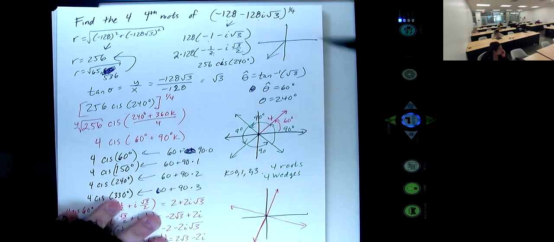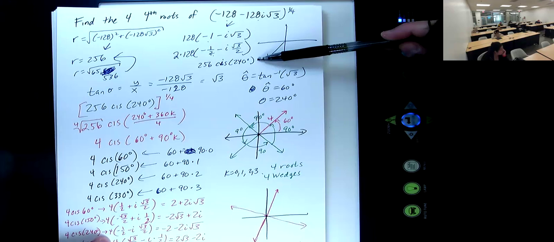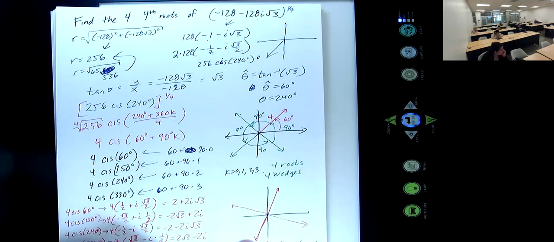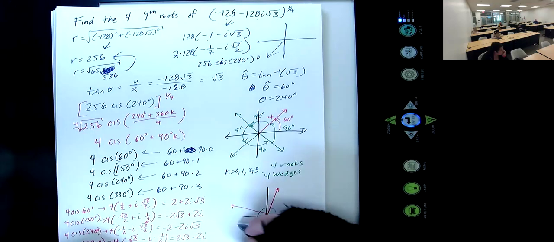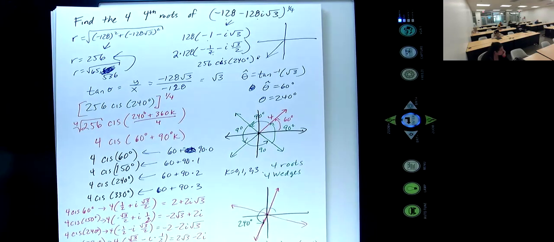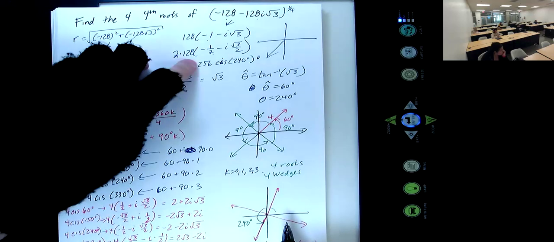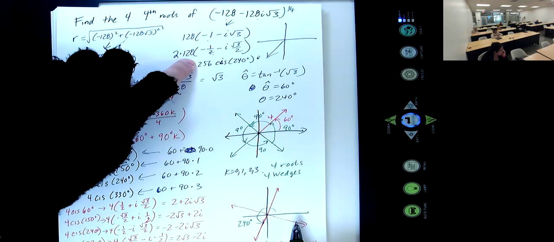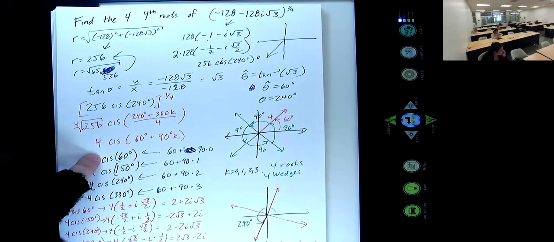Going back here, even before we did the 4th root, I've got my 240 degrees here, right? And then I could have done the 4 wedges directly from there. You can actually get this graph all the way back to the beginning. You want to do this approach to make sure you get the right answers, but seeing it pictorially right away is helpful.